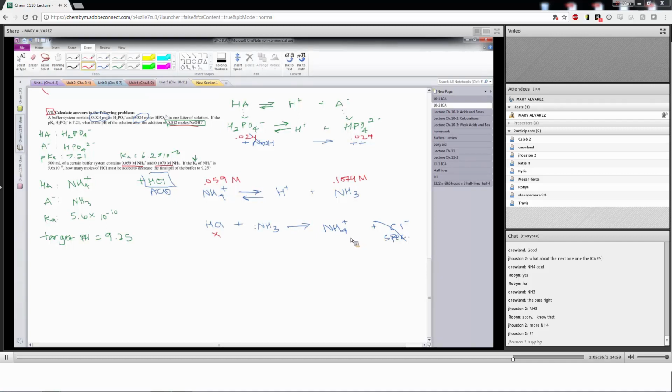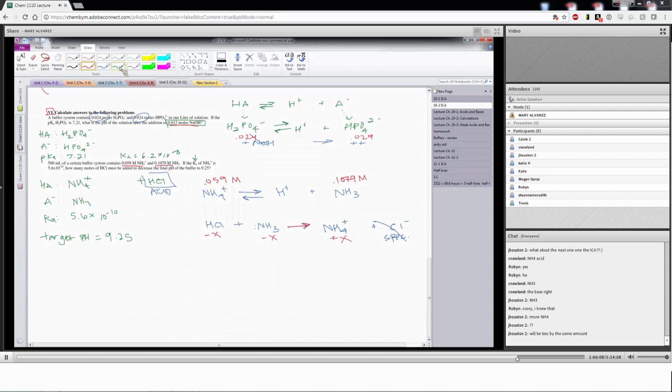Well, Joyce already answered my question. She's on top of it. I'm going to add X amount of NH4 plus, because it's in the process of reacting, it's going to go that direction. What about my NH3? It will be less by the same amount, because I stick HCl in solution. As it reacts with the NH3, it uses it up to make more NH4 plus.